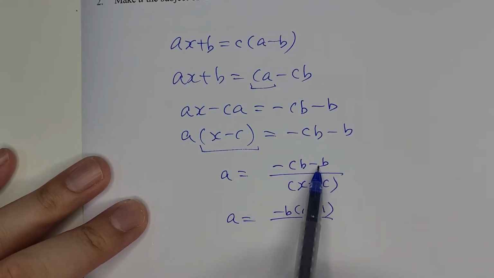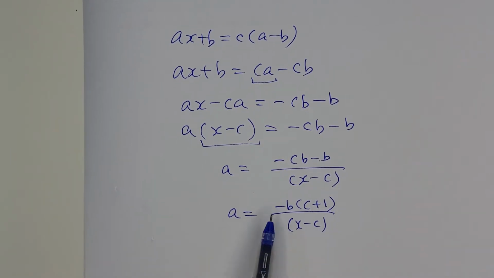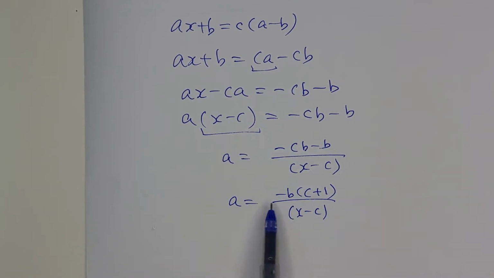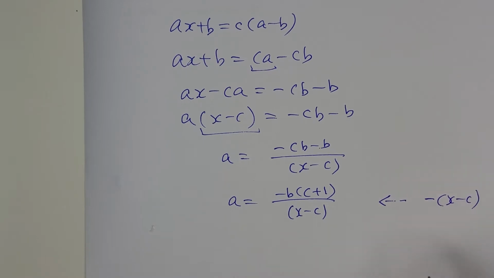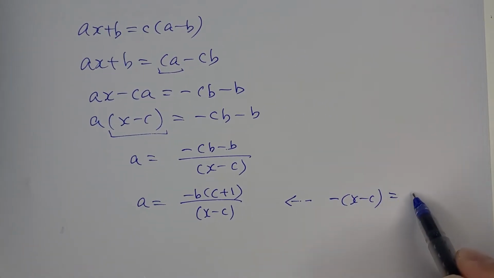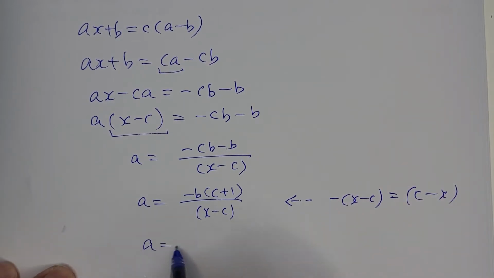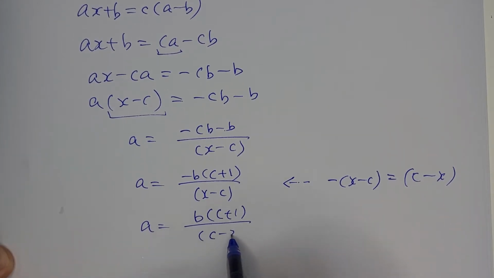In here, remember there's a hidden 1, okay? So there's the expression, but it's still not the final answer. You need to make it have as few negative signs as possible, okay? We don't want so many negative signs. So we'll move this negative sign to the denominator. And here, that's the trick. Negative bracket X minus C actually can be written as C minus X. Okay? Therefore, the final answer will be B bracket C plus 1 over C minus X.